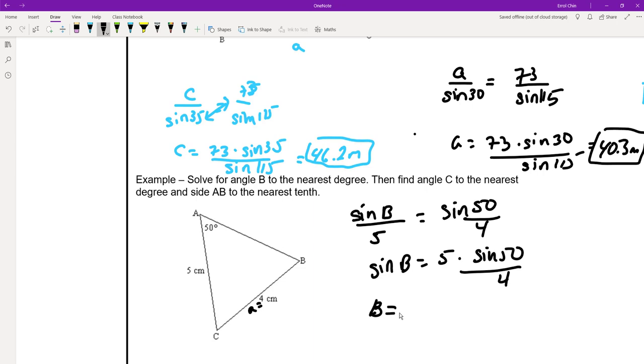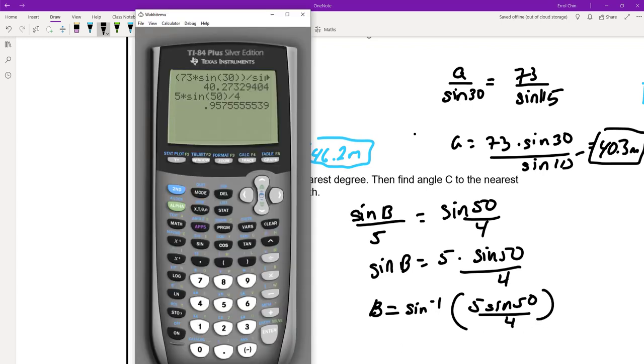So measure of B is actually sine inverse, okay? So sine inverse, if you want, you can copy the decimals down, or you can just copy this down: 5 sine 50 over 4, depending on what kind of calculator you have. My calculator remembers the last answer. So what I can do is go second function sine, right? It's got to be the inverse. My calculator remembers the actual decimal places, so it's second function answer.